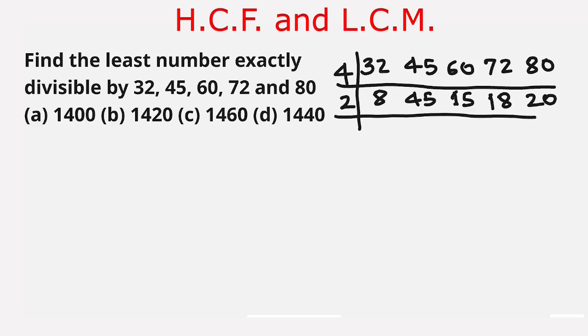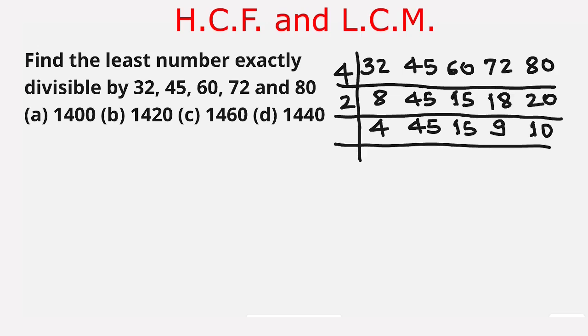Now we divide these numbers by 2. 2 divides 8 four times. We write 45 as it is. We write 15 as it is. 2 divides 18 nine times. 2 divides 20 ten times. We further divide by 2. 2 divides 4 two times. We write 45 as it is. We write 15 as it is. We write 9 as it is. 2 divides 10 five times.